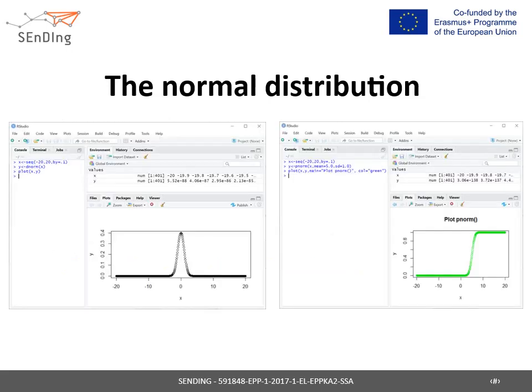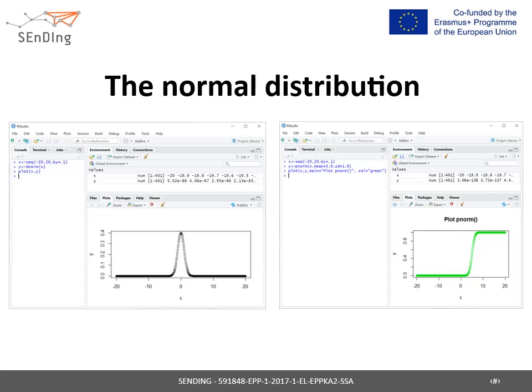In these screenshots you can see examples of applying normal distribution functions in R, along with some simple graphs that illustrate the results. On the left example, we first create a vector with the sequence of numbers from -20 to 20 and a step of 0.1. Then we use this vector as argument in function dnorm and we plot both the initial vector and the produced values.